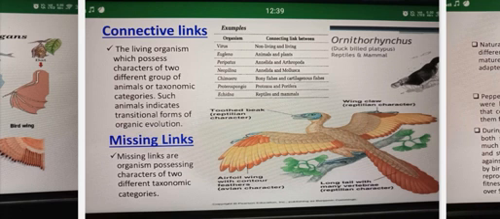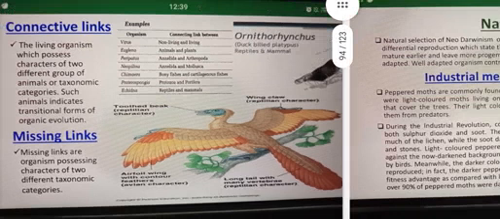Missing links are organisms possessing characters of two different taxonomic categories. This is an image of an Archaeopteryx. Ornithorhynchus, the duck-billed platypus, is a missing link between reptiles and mammals. Wing claw, a reptilian character in the case of Archaeopteryx. Toothed beak, a reptilian character. Airfoil wing with contour feathers, an avian character. Long tail with many vertebrae, a reptilian character.